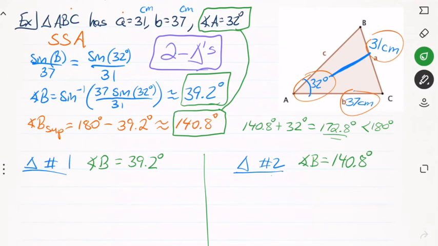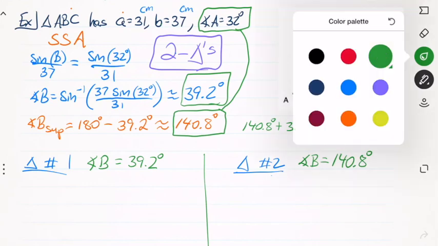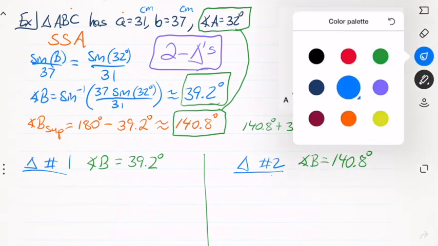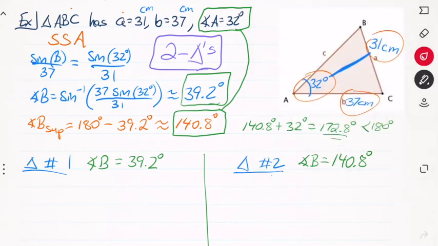All right, so given those two pieces of information, we should be able to figure out what angle C is and the last piece, which is side C. So to find angle C, that's the easy one. We already have two angles of the triangle, angle B and angle A. So angle C is going to equal 180 degrees minus the sum of the given angle and my angle B here, 32 degrees, and that's equal to 108.8.